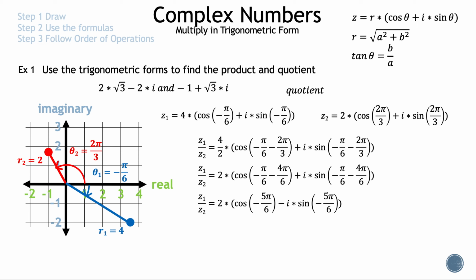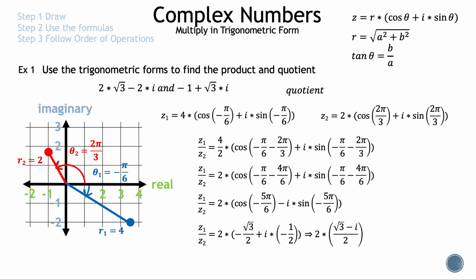Now we can use the unit circle, and cosine of negative 5 pi over 6 is negative square root of 3 over 2, and sine of negative 5 pi over 6 is negative 1 over 2. So now we have z sub 1 divided by z sub 2 is equal to 2 times the quantity of negative square root of 3 over 2 plus i times negative 1/2.